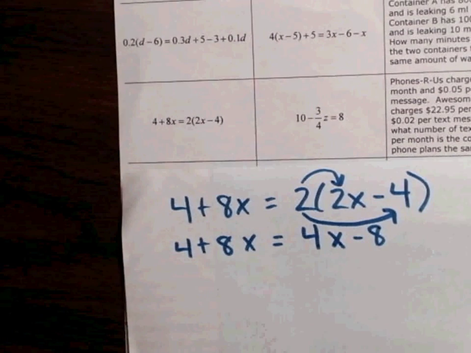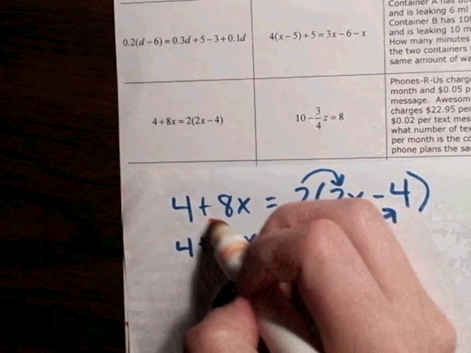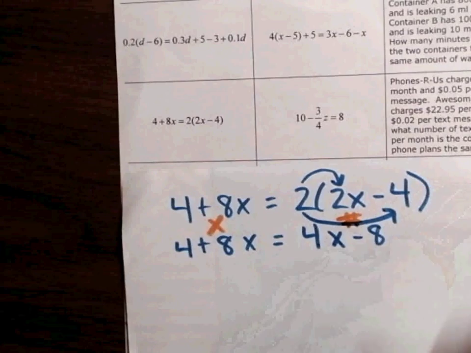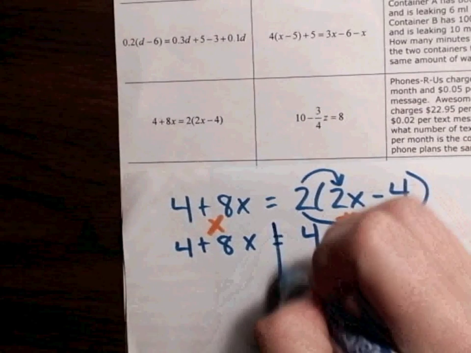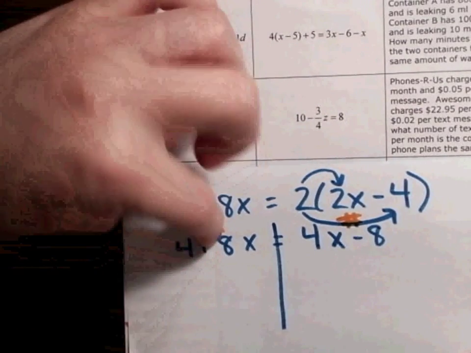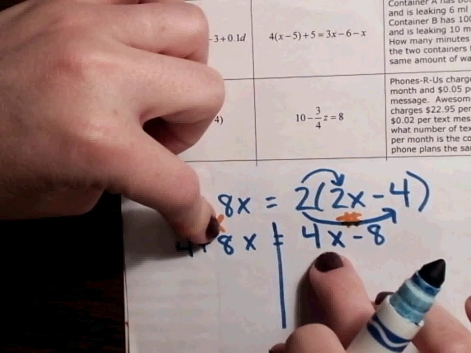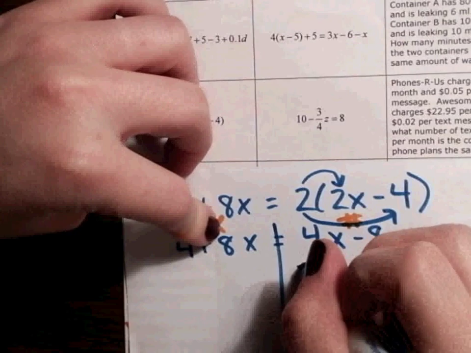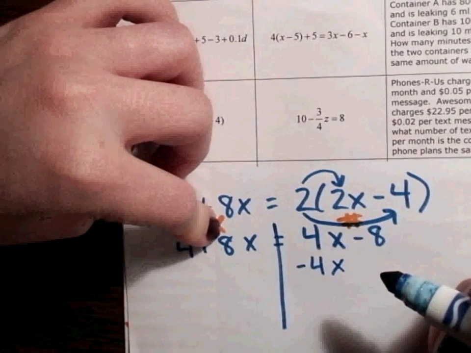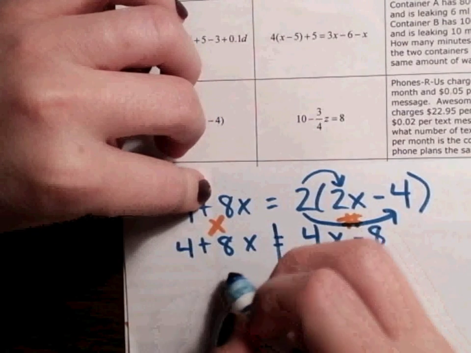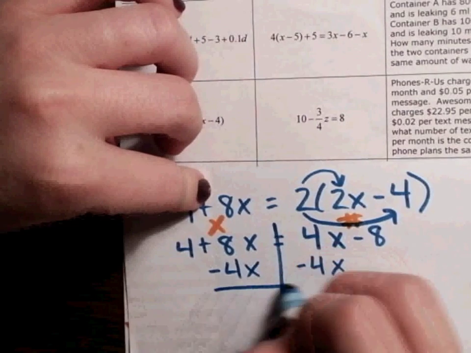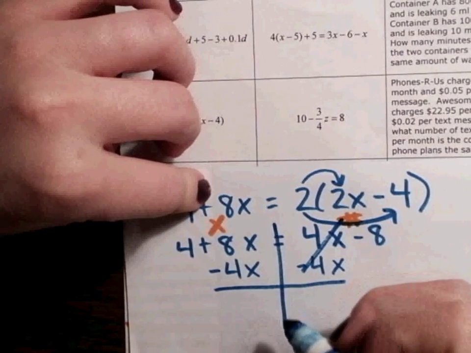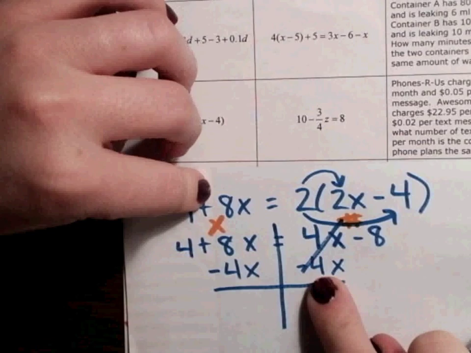Now I'm going to do like I did before. I'm going to put all my x's on this side and my numbers on this side. So in order to move this, I have to move all my x's to this side. On this side I have 4x, so I need to move it to this side to be on the x side. So I'm going to subtract 4x because the opposite of plus 4x is minus 4x. I'm going to subtract 4x from both sides, cross out, because this becomes 0 now, right?